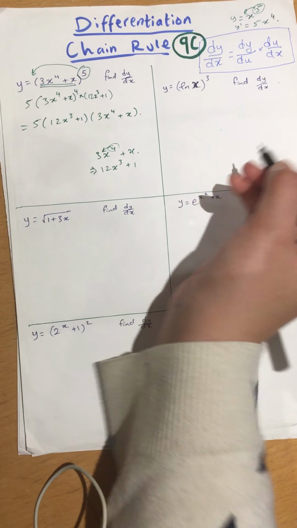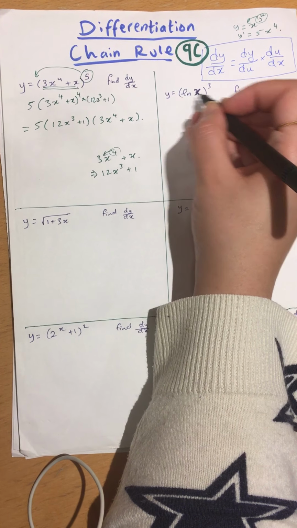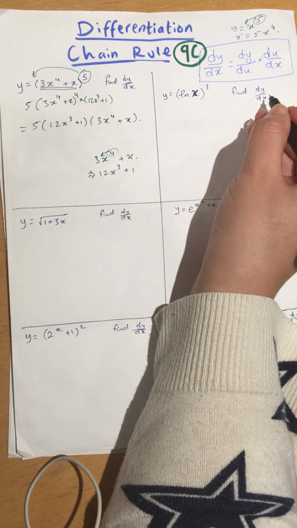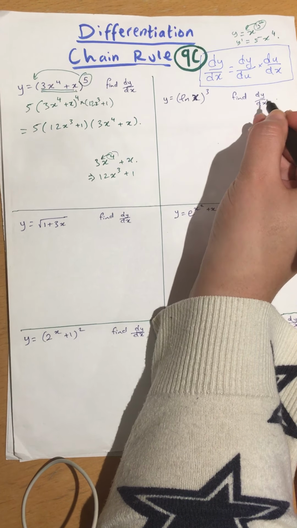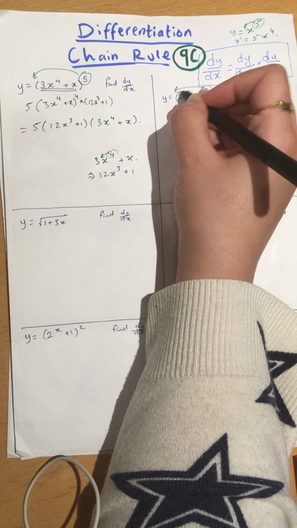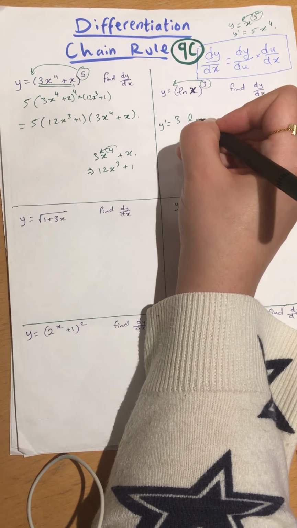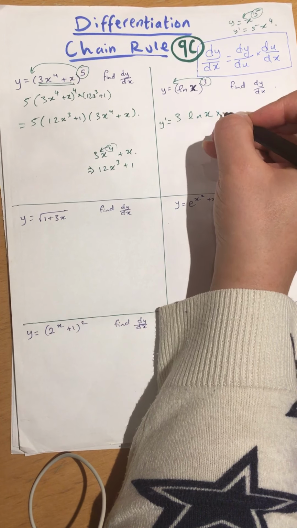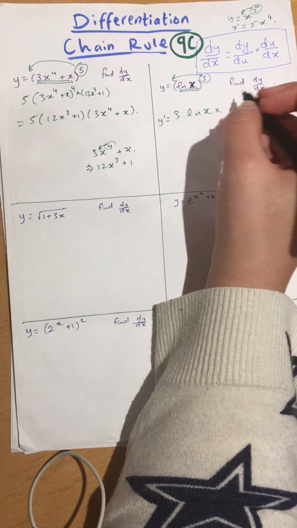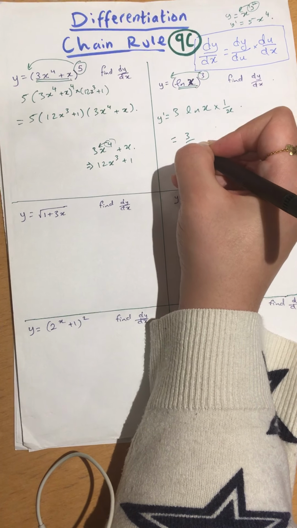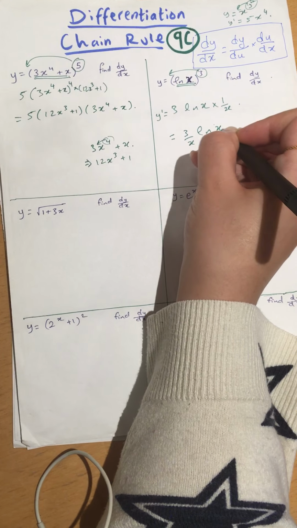We'll do another example. Say I have this. y is equal to ln x all to the power 3, and I have to differentiate, find dy by dx. I take the power down, so dy by dx is equal to 3 ln x times by differentiating what's inside the bracket, so 1 over x. So my answer will be 3 over x ln x.